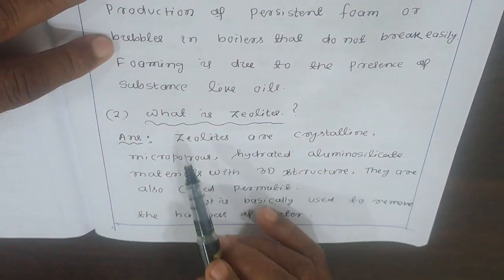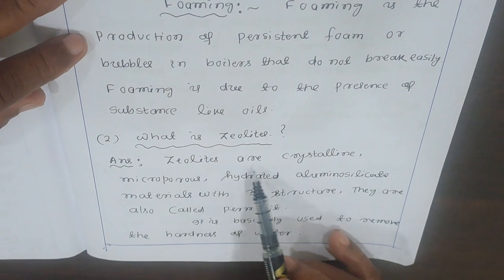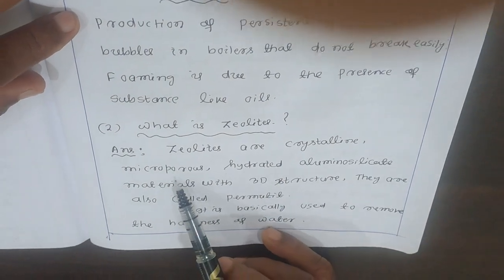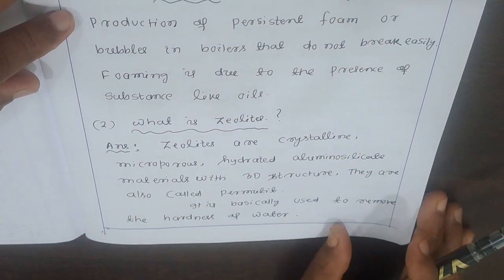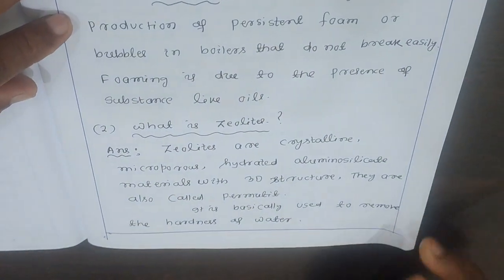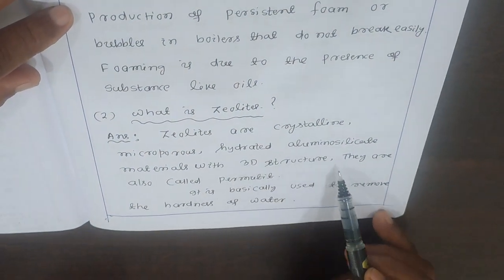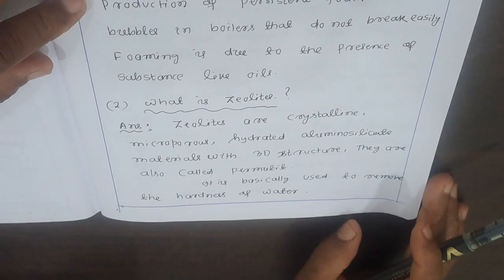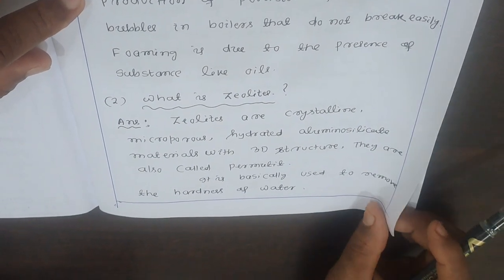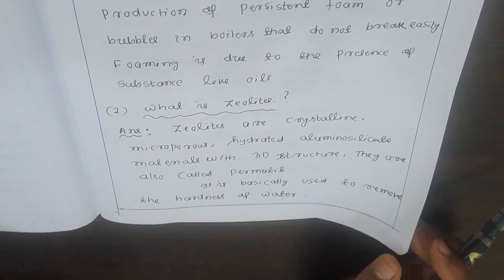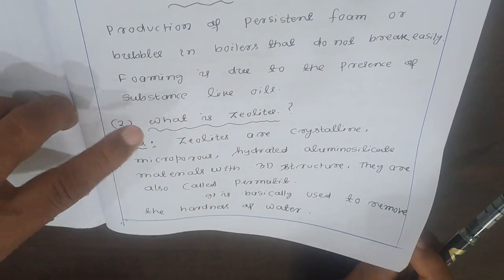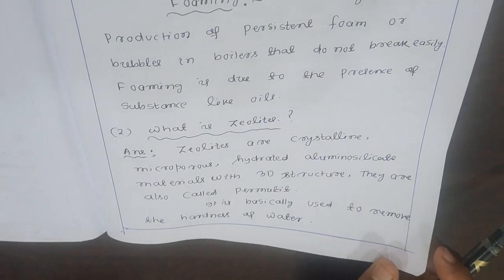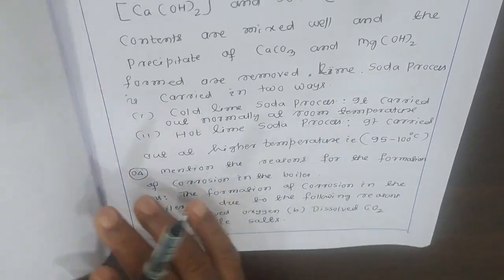Then next question is, what is zeolite? Zeolites are crystalline, microporous, hydrated aluminosilicate materials with 3D structure. They are also called permutit. It is basically used to remove the hardness of water. Here, zeolite is used to remove the hardness of water.